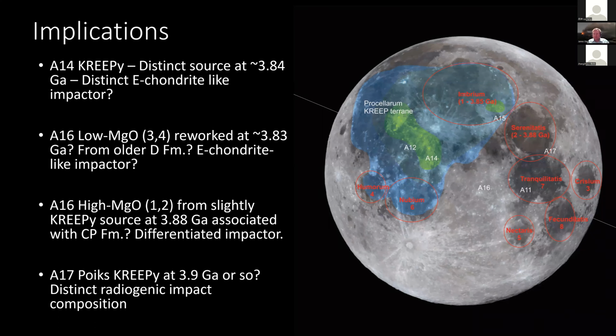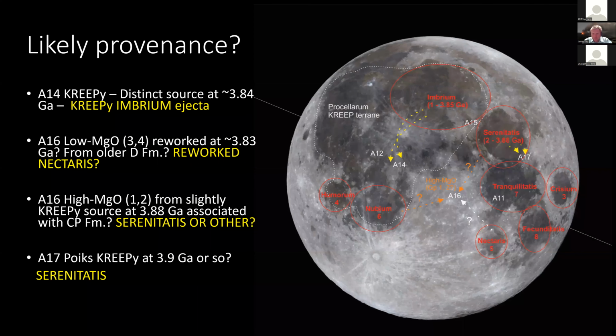What's the likely provenance of all these? How do we tie all this together? Well, this is just my initial thoughts, so by no means are they strictly paradigm setters here. But I would guess that if I were to look at this and say, where does this KREEP signature come from in the Apollo 14 site? I would guess that at 3.84, it's very close to the Imbrium event. And this makes sense because Imbrium is right in the KREEP terrain. So this is probably KREEPy Imbrium ejecta.